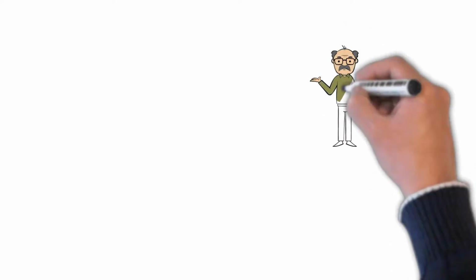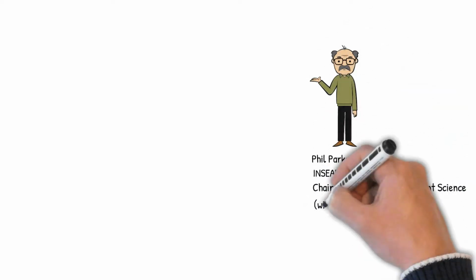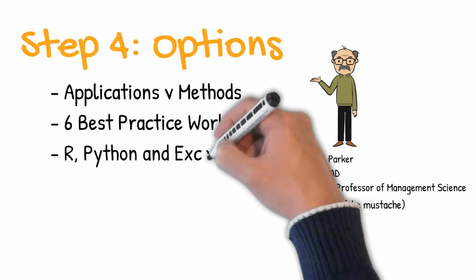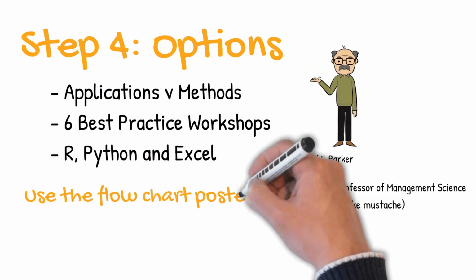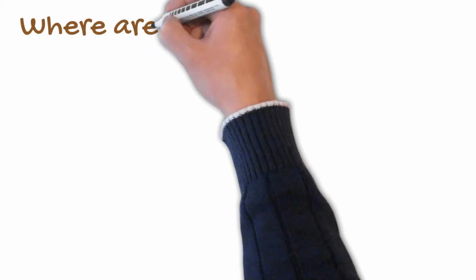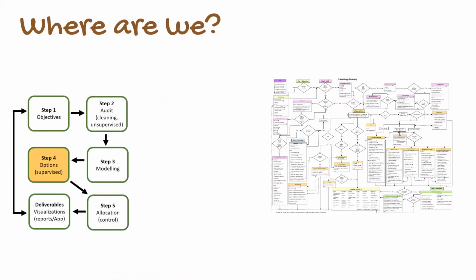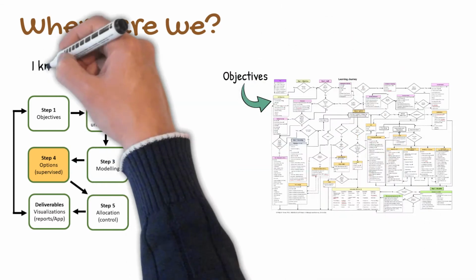In this video, what I'd like to now do is talk about how to develop options, both application options, but also methodology options in R, Python, and Excel. By the time you get to this phase of the strategic planning process, you will have already done quite a bit of work. You will have done an objectives workshop to know what you want.